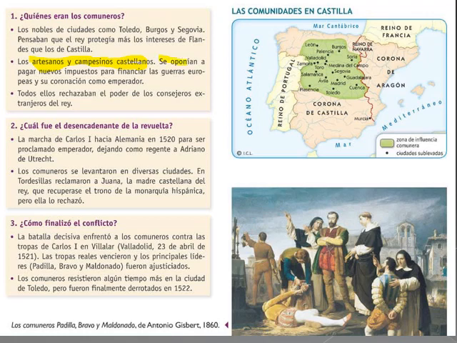They opposed mainly paying all these taxes, paying for the European wars, and the fact of the emperor being chosen emperor. And they were very angry at the power of leaving all the decisions to foreign councillors of the king. They said that the Castilians' matters should be decided by Castilian people.